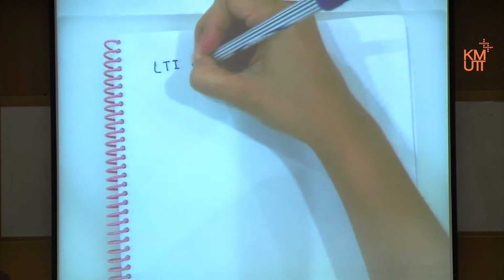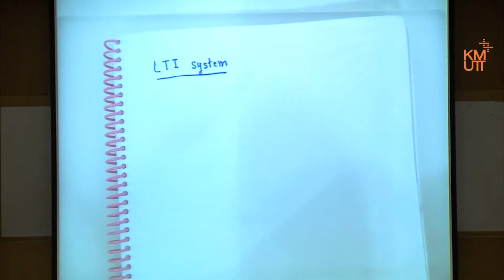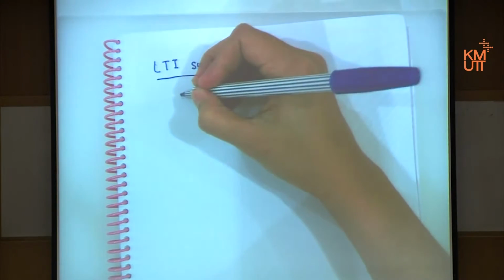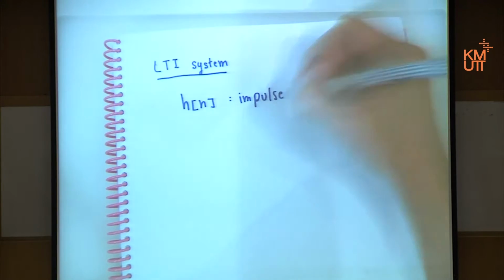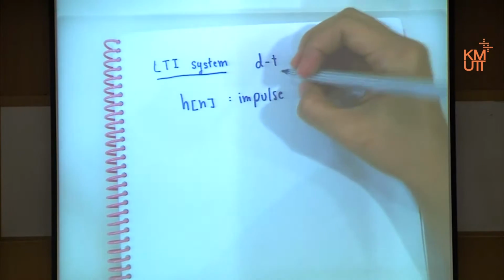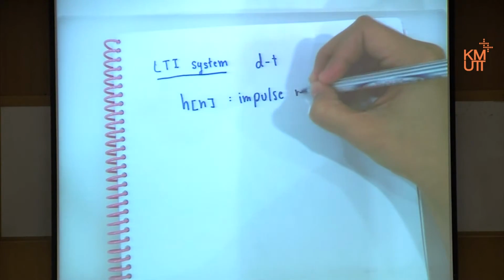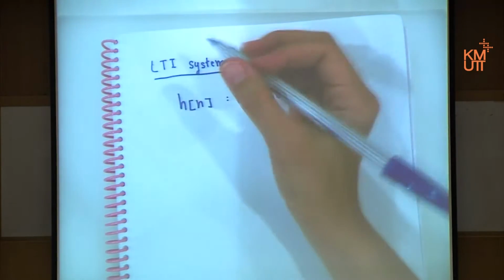Let's start. On Tuesday we talked about LTI systems, and we know another special signal that we call the impulse response, h[n]. We consider only the discrete-time domain first. We know the impulse response, and we know the relationship between output, input and impulse response by using the LTI property of the system.